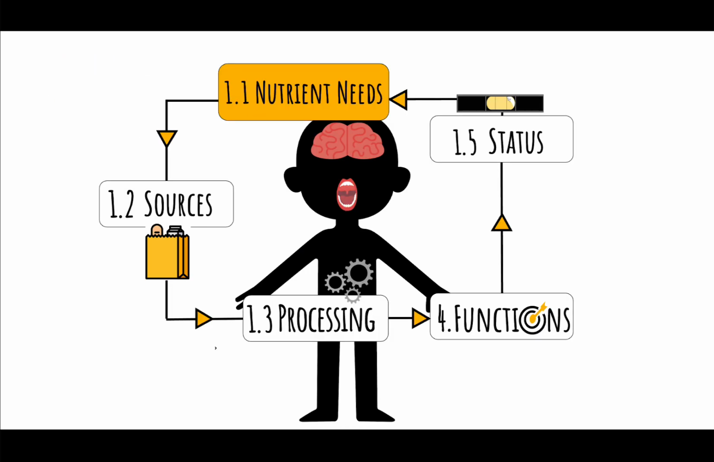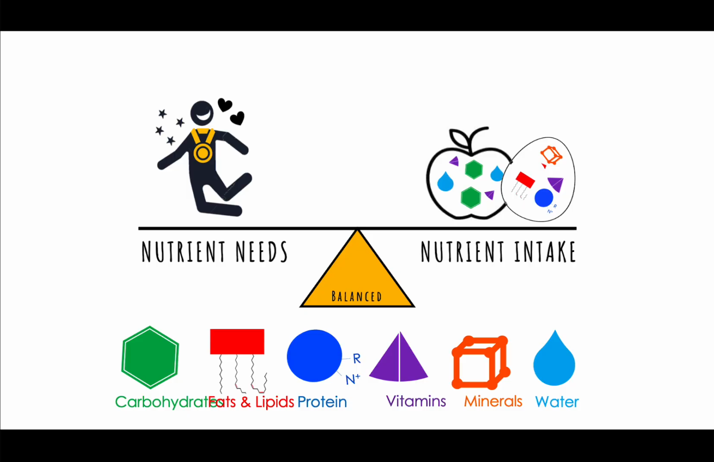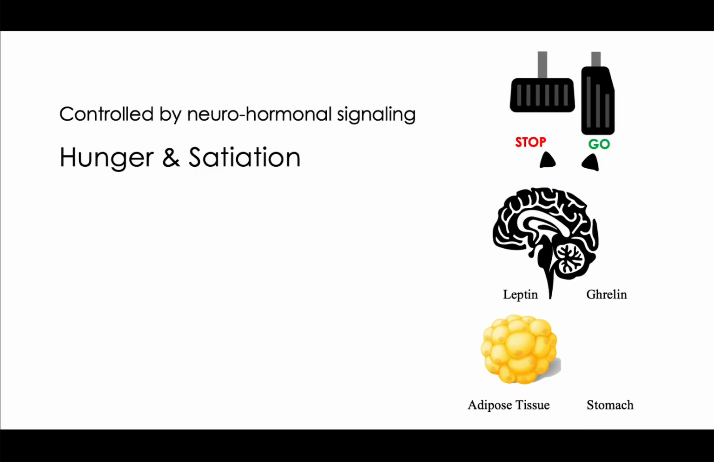So we're going to start with nutrient needs. And these are the biological and psychological factors that drive our nutrient intake. So nutrient needs and nutrient intake are ideally balanced, right? And these are typically run very biologically by hormones and by what we like to call a gas and brake pedal system. So there they are. I'm like, where's the rest of those pieces?